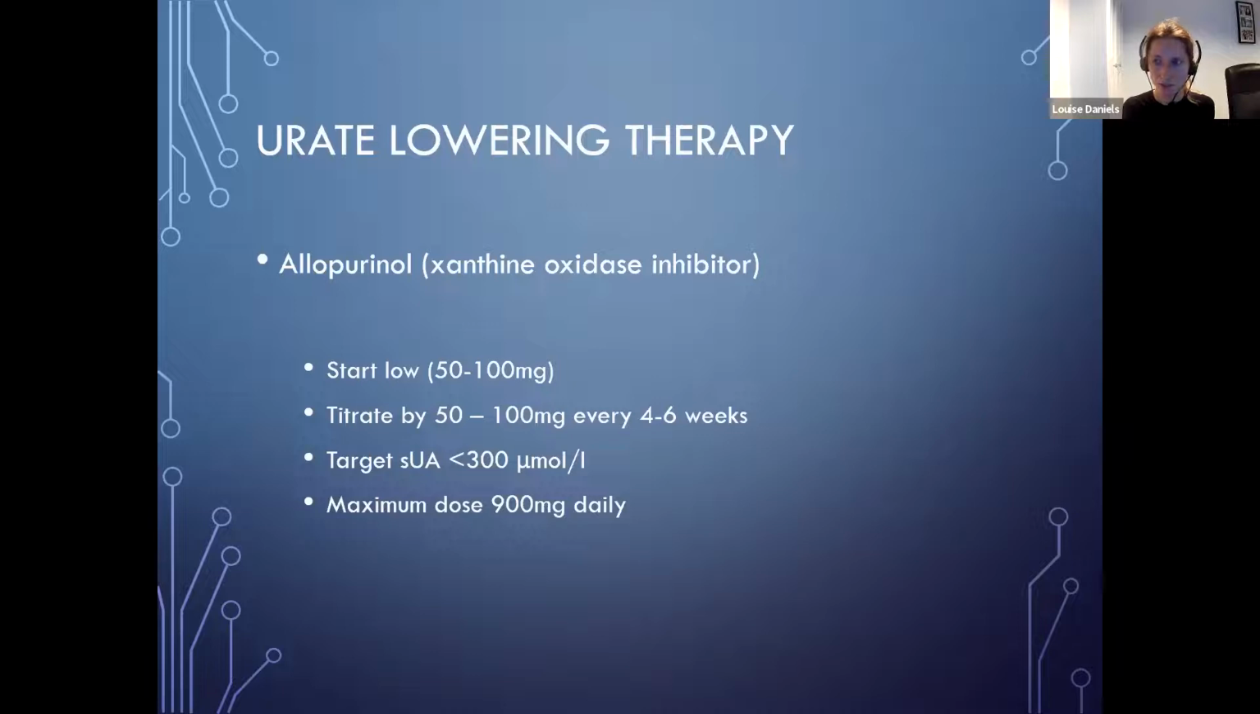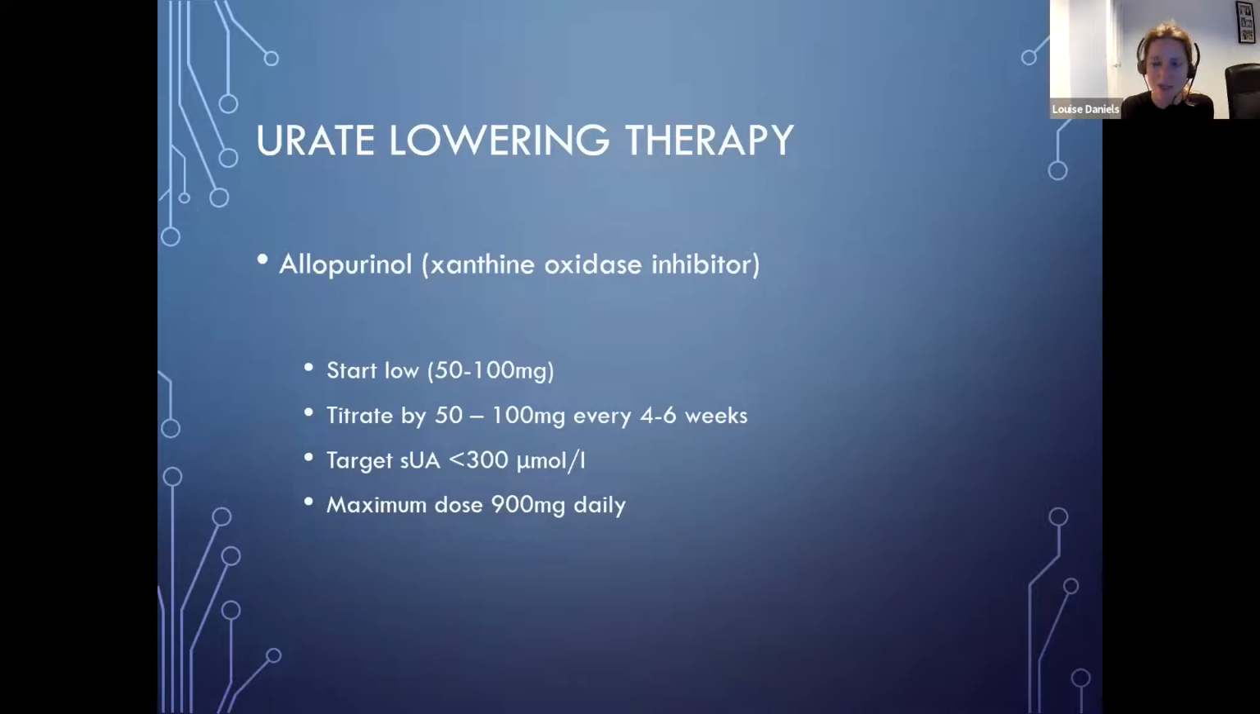So these patients will often have a level of 400, 500, 600, sometimes much higher. And we're aiming to get it below 300 in order to allow the crystals and the tophi to be resorbed and the gout prevented, or further attacks of gout prevented, and then the long-term tophi cleared. The maximum dose of allopurinol is 900 milligrams.